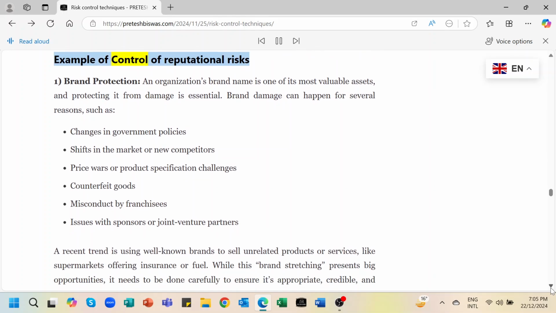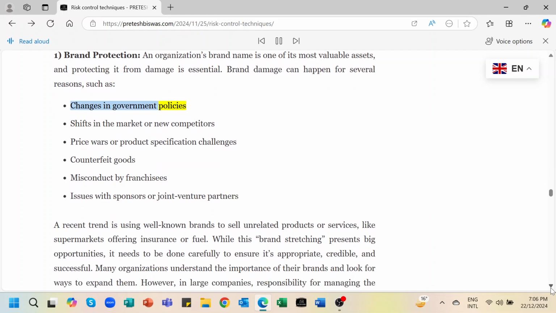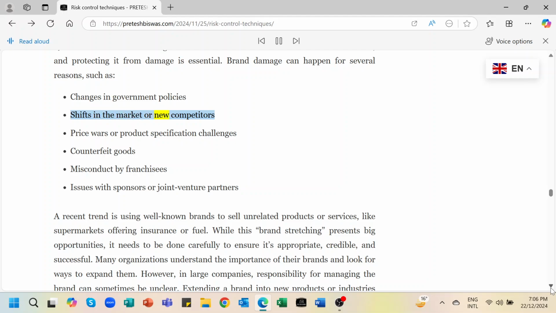Example of control of reputational risks. 1. Brand protection. An organization's brand name is one of its most valuable assets, and protecting it from damage is essential. Brand damage can happen for several reasons, such as changes in government policies, shifts in the market or new competitors, price wars or product specification challenges, counterfeit goods, misconduct by franchisees.